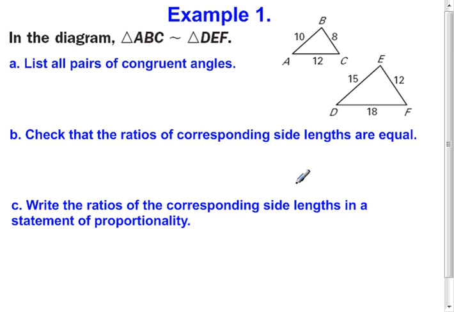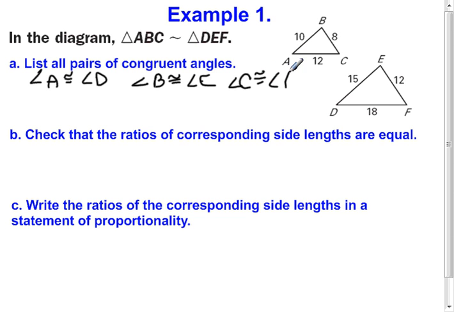Alright, our first example, list all the pairs of congruent angles. So ABC is similar to DEF. So that means that angle A would be congruent to angle D. Alright, angle B would be congruent to angle E. And angle C would be congruent to angle F. Alright, and so the order matters again when you're writing this. This would be called a similarity statement.